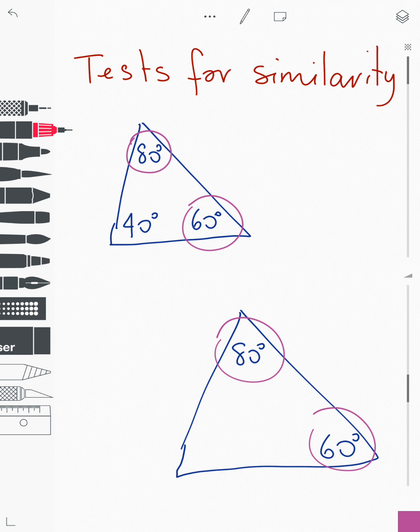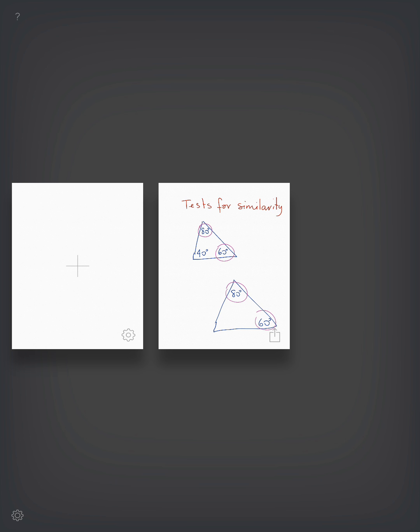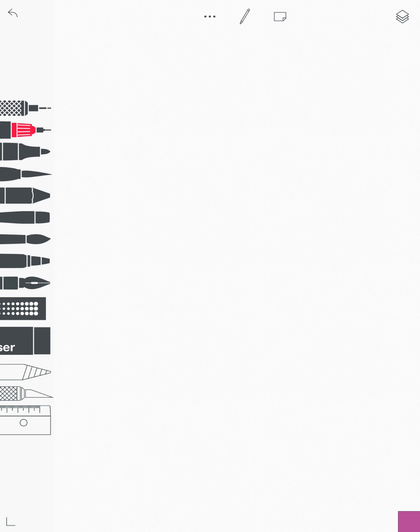Now let's go through test number 2. Test number 2 states that if the three sides of one triangle are proportional to the three sides of another triangle, then the triangles are similar. This means that matching angles are also equal. Another way of saying this is side, side, side, for anyone who knows similarity in that term. So let's go through and do an example for test 2.